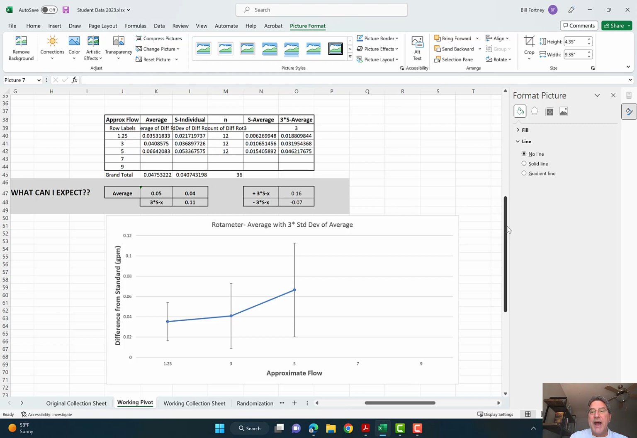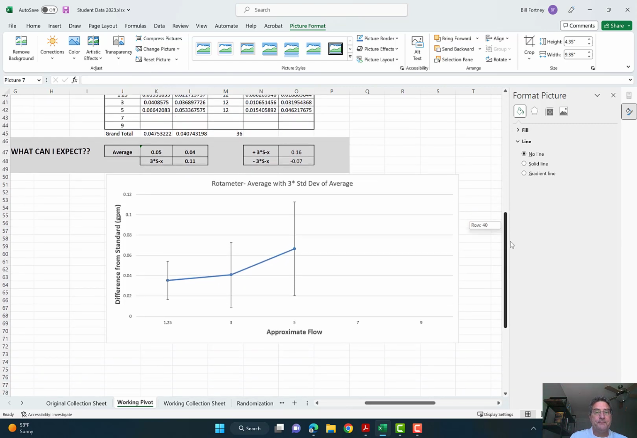Okay, so now here's one thing I want you to see. What I have on my graph now is the difference at each of the flow rates. What am I trying to do? I'm trying to decide what can I expect out of the rotometer. Well, my first question is, is the difference here different from here? Is the difference here different from here?